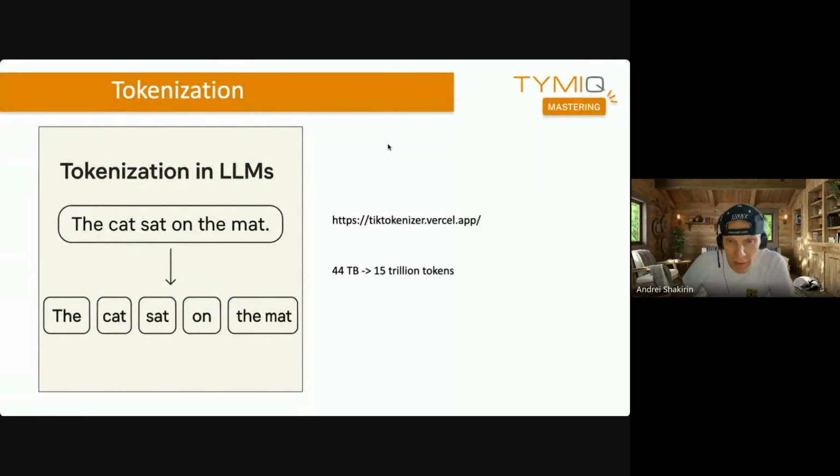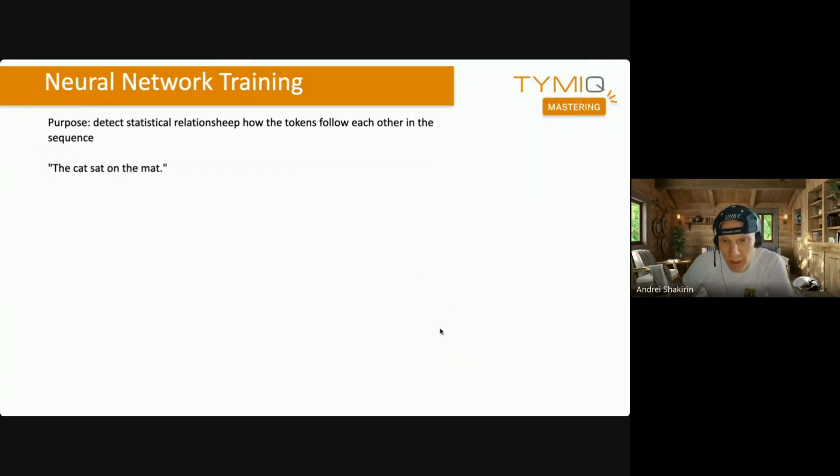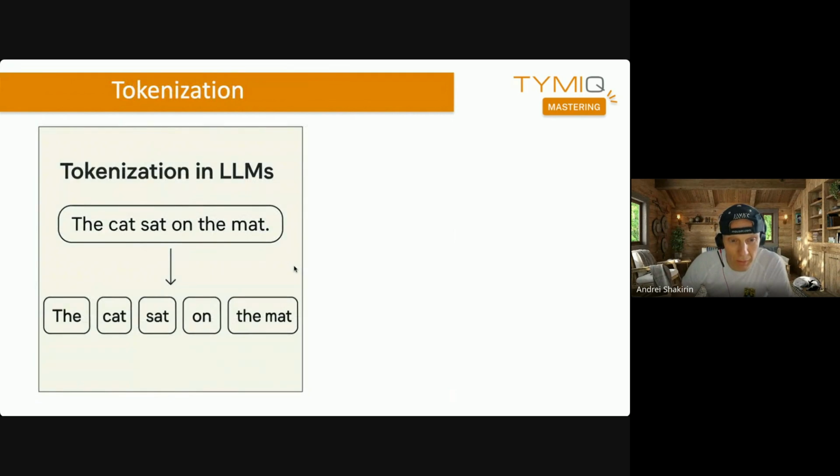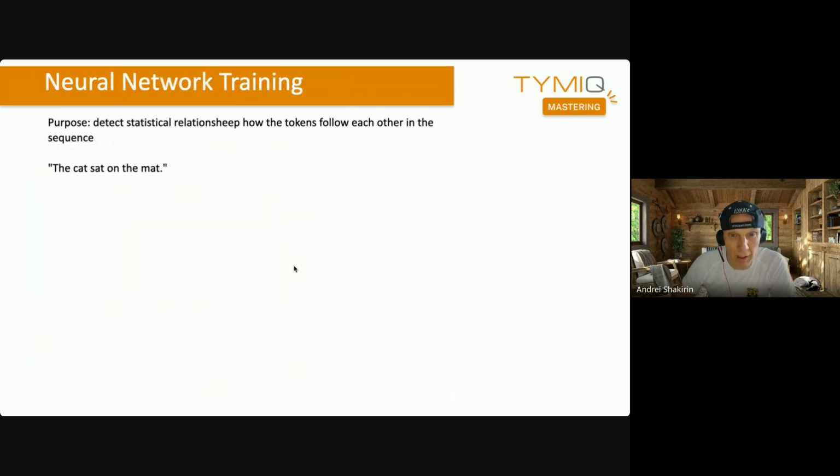Let's return to the presentation. Okay, now we have our tokens. Instead of a huge amount of text, we have a huge amount of tokens, about 15 trillion. What do we do next? Well, next we start to train the model.